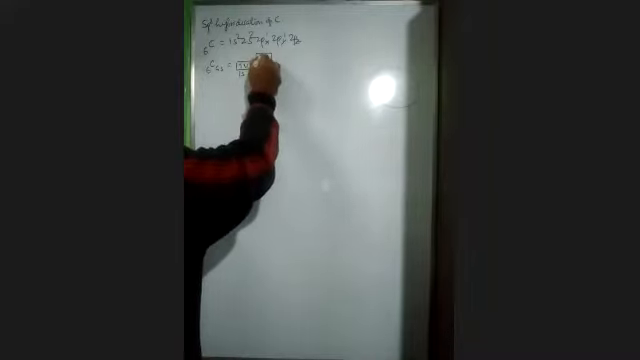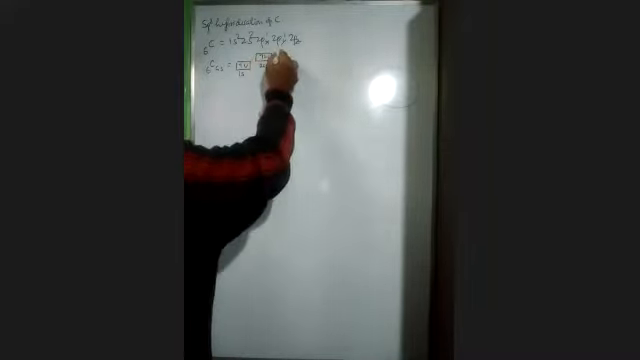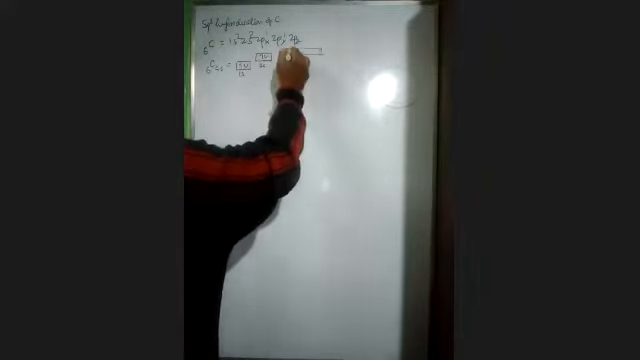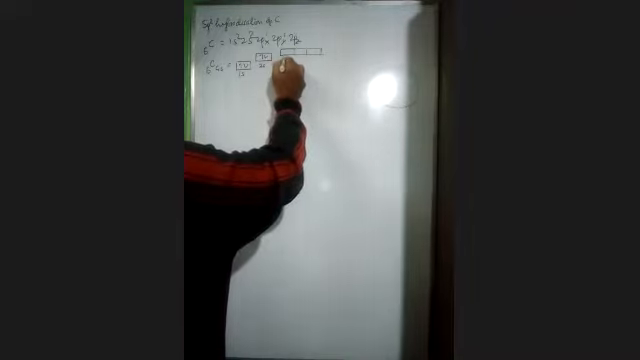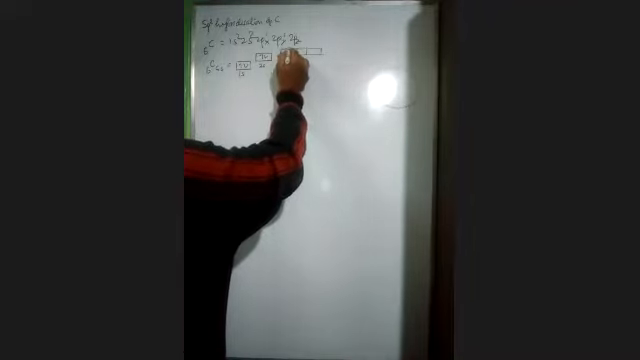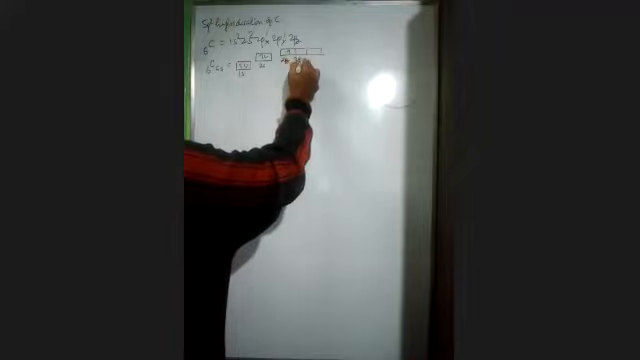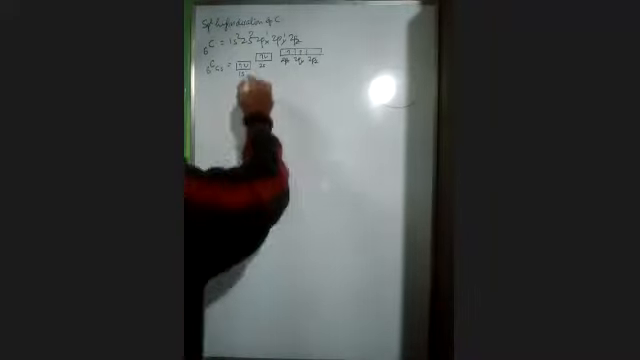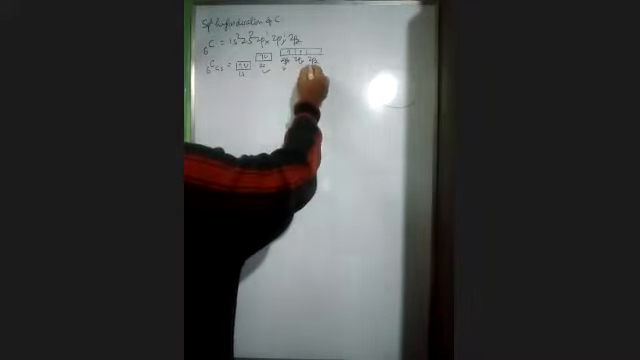Ground state: 1s2, 2s2, energy should be higher, 2px1, 2py1, and 2pz. So what I'll do now, I'll take this. I'll take this. I told you I have to take z, 2pz.